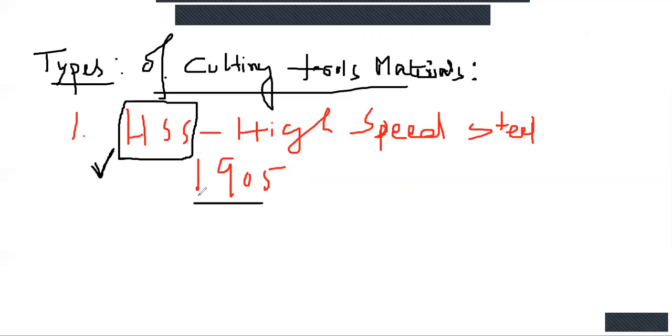However, the HSS cutting tool material was outperformed by many other cutting tool materials which were invented after HSS. So the importance of HSS is very high. Now, the first one is HSS. We have already discussed it.